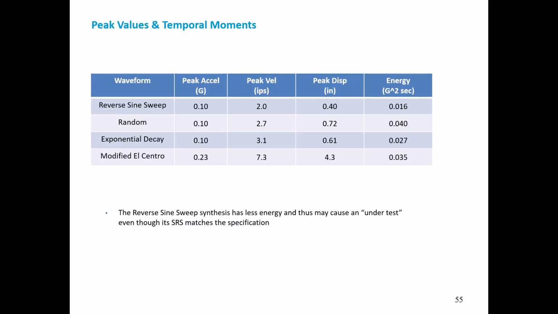Now, reverse sine sweep, random, and exponential decay were also highly optimized to not only give a good result in terms of accuracy, but also to minimize peak acceleration, peak velocity, and peak displacement. We were not trying to do any optimization of El Centro as we modified it. We were just letting the chips fall where they may on that, although we did control the peak displacement to within plus or minus 5 inches.